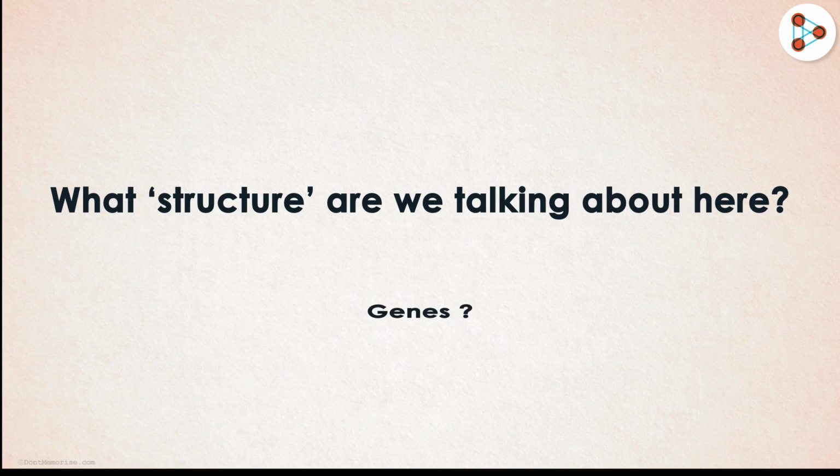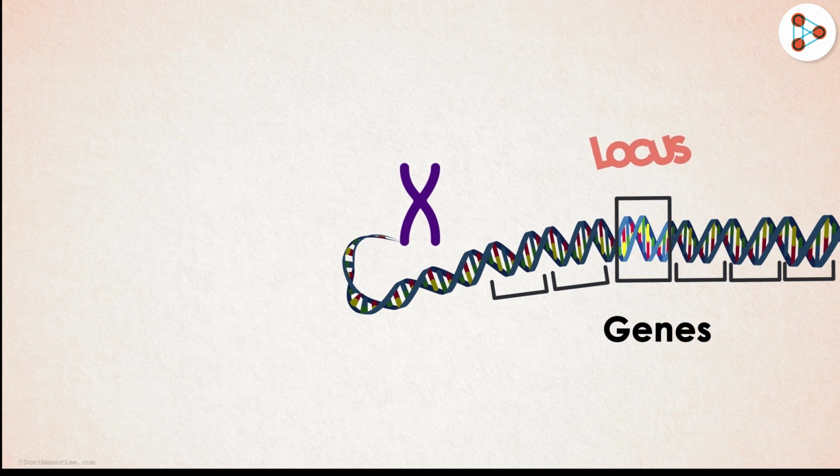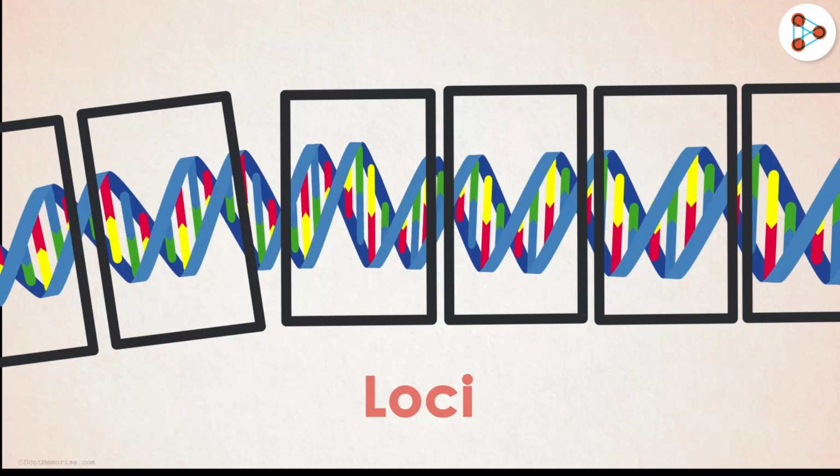Well, do you know what genes are? Segments of DNA are called genes. Each gene is located at a particular part of the DNA. We refer to this part as the locus of that particular gene. Every chromosome has several such loci of specific genes.